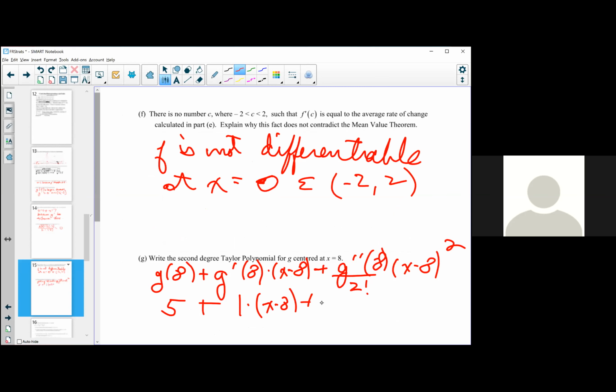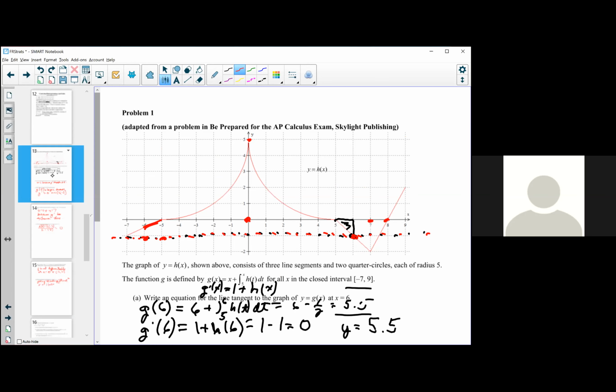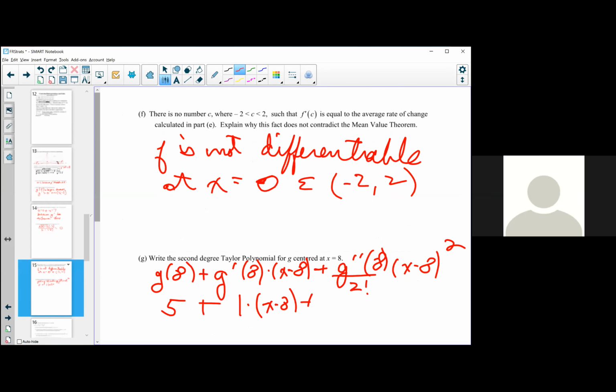Then we need the second derivative of g at 8. Well, the second derivative of g any place is g double prime. So g double prime of x is h prime of x. So I need the derivative of h at 8. I need the slope of this line over here, and that looks like it's 2. And so g double prime of 8 is going to be 2. And so we're going to get 2 over 2 factorial, you could simplify that, I suppose, times x minus 8 squared. And that's your answer. You can leave it just like that and get full credit.